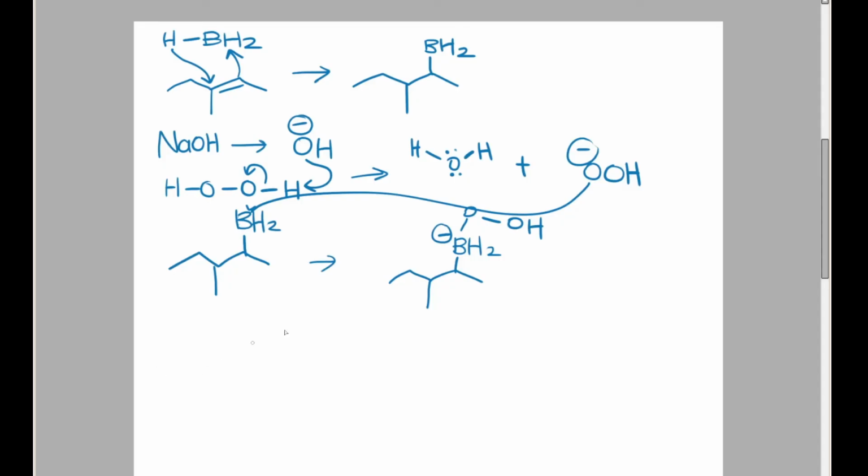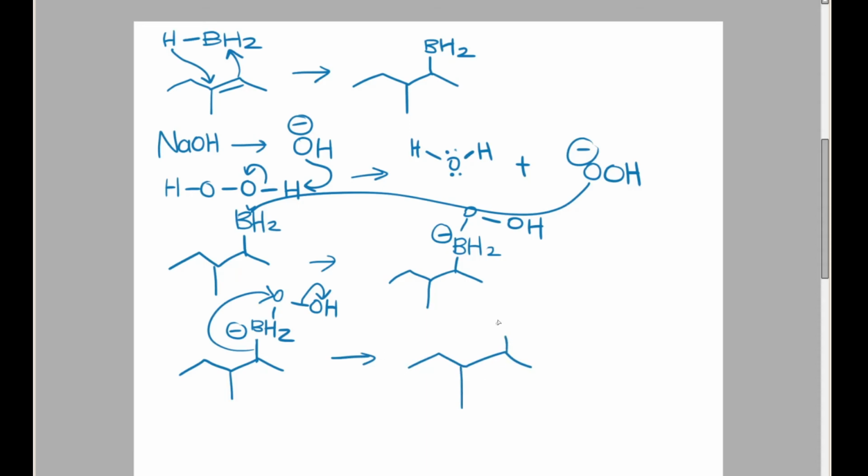Next, what happens is that this oxygen and this boron switch places in a sort of bond shift mechanism where this bond between the carbon and the BH2 group is going to grab onto this oxygen, and then this hydroxyl group is going to break off and form hydroxide, which is negative. So you'll get an intermediate that looks like this.